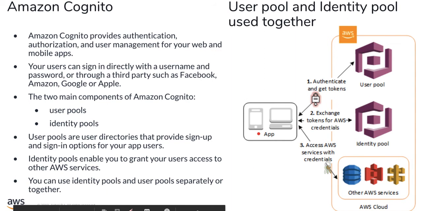So basically, these are the steps that would be taken. First, the app would request a token by sending username and password. Once the app has the token, it could use it to communicate with the identity pool to get the required credentials. And once you have these credentials, it could communicate with the different AWS services as and when required.